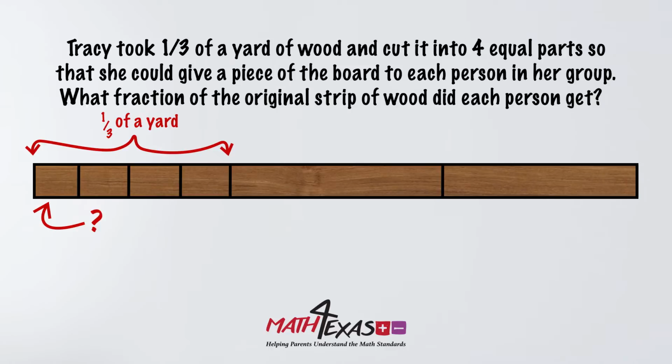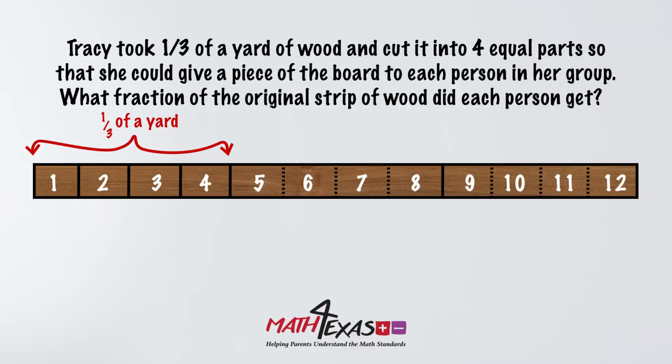So to help me figure that out, I'm going to go ahead and think about what these pieces would look like if they were also cut into 4 equal parts. So I'm just going to put dotted lines. And now I can see that there were 12 pieces just like this one in the whole yard.